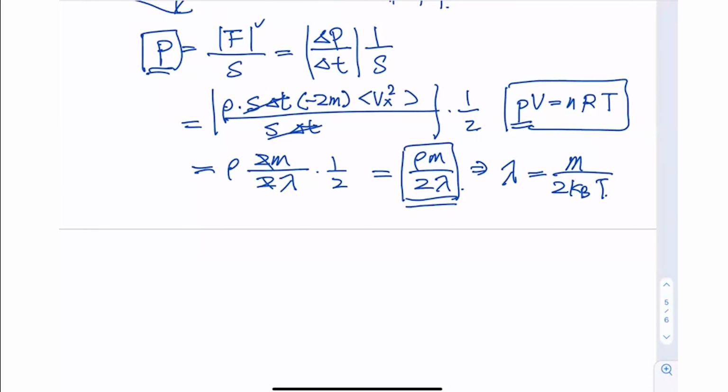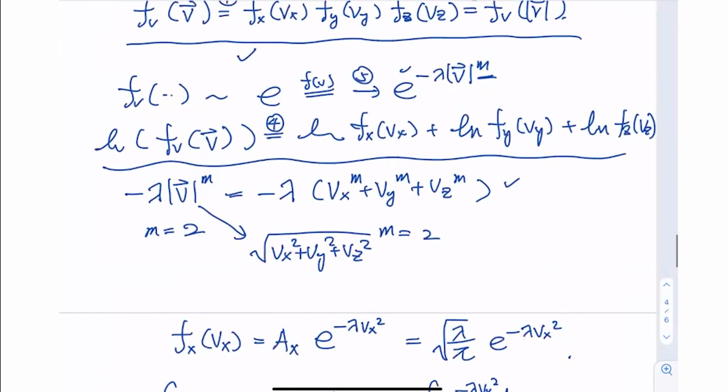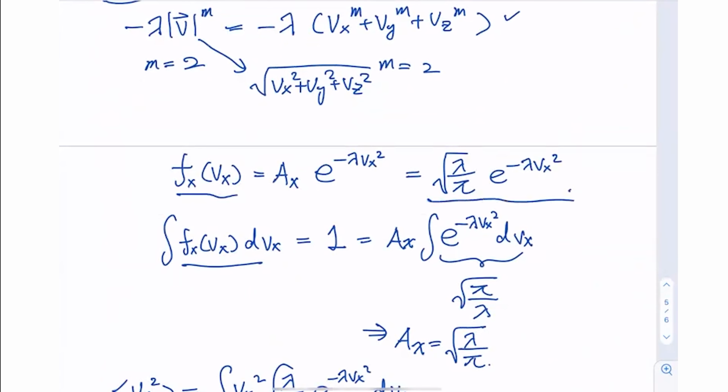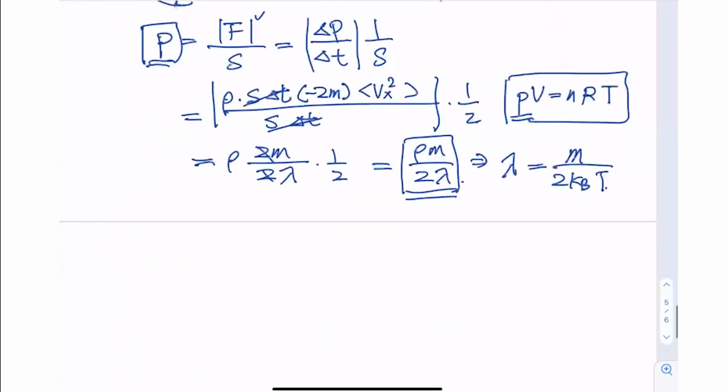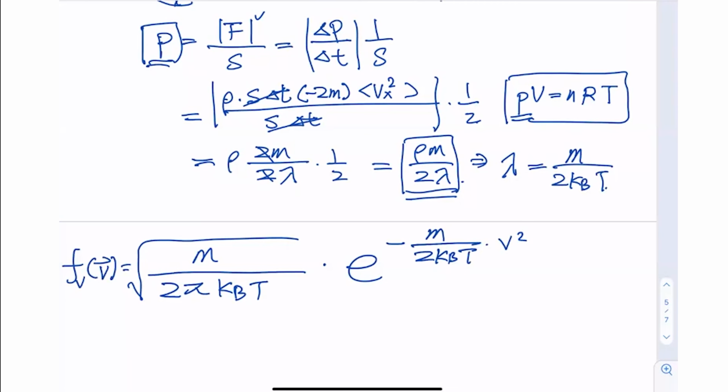So once we know what lambda is, that means we can write down the velocity distribution function of our system. That's basically the square root of m divided by 2 pi kBT. This is the normalization factor, and exponential of minus m divided by 2 kBT times v squared. That's basically the distribution function after we go through this simple analysis.